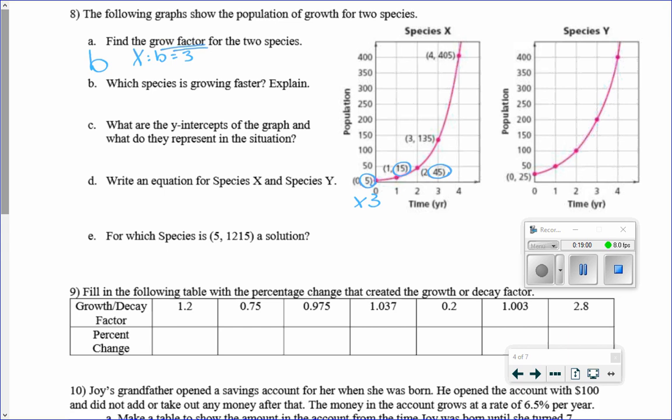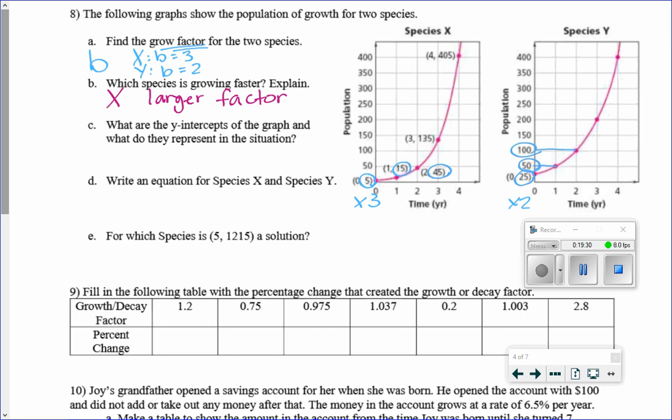In species Y, our starting value is 25, and then 50, and then 100. What's that multiplying by? 2. Yep, it's doubling. Multiplying by 2, so it has a factor of 2. All right, so which species is growing faster? X. It's got a larger factor, so it's going to grow faster.